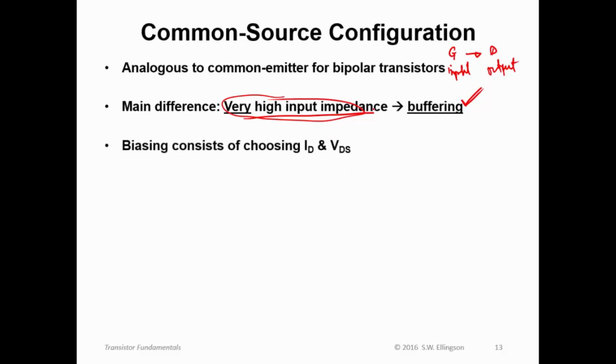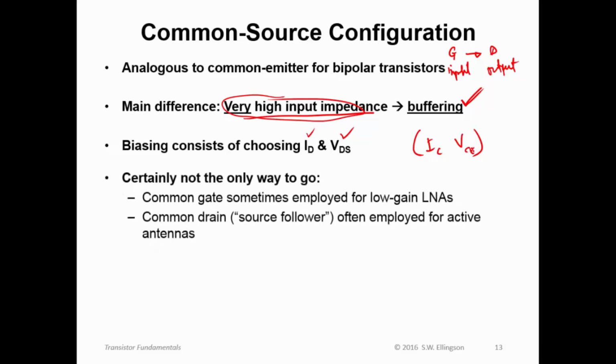For a FET amplifier, biasing consists of choosing the drain current and the drain source voltage. This is analogous to the BJT, where what we choose is I sub C, the collector current, and V sub CE, the collector emitter voltage. But again, certainly not the only way to go. Common gate is sometimes employed for low gain LNAs, for example. Common drain, sometimes known as a source follower, is often employed for active antennas.